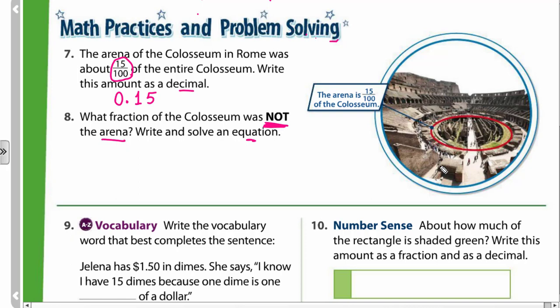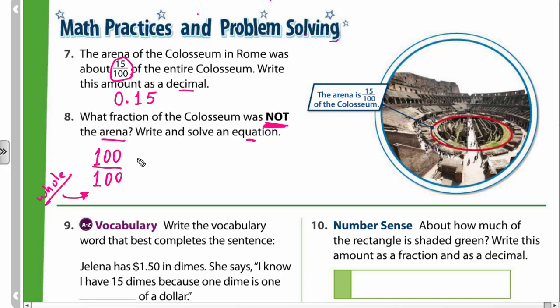It should be whole one, right? Because this is a part. 15 hundredths is a part. This is part of the whole. So the whole is whole 1. So what is whole 1 as hundredths? I will help you with this. It's 100 hundredths. So this is the whole. This is the whole thing, the whole Colosseum.